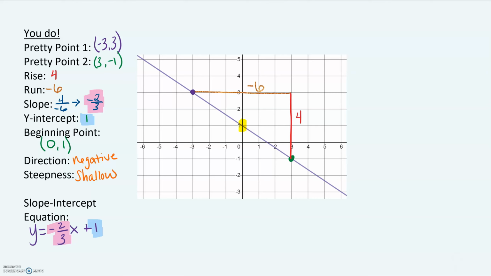And then, because I highlighted it, you can see that my y-intercept, where my graph crosses the y-axis, is at a +1, which means that my beginning point is at (0, 1). Our beginning point always starts with a 0 because the x value has to be 0 in order to stay on the y-axis. Now 2/3 is a number between 0 and 1, so it is shallow. Remember that our steepness does not care if the number is positive or negative. It just cares about the fraction itself. So when we put it all together, we're going to get that y equals -2/3 x plus 1. Hopefully you got it.